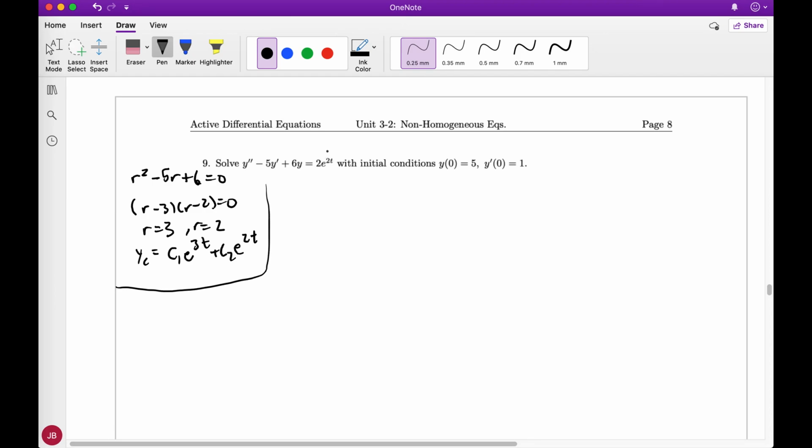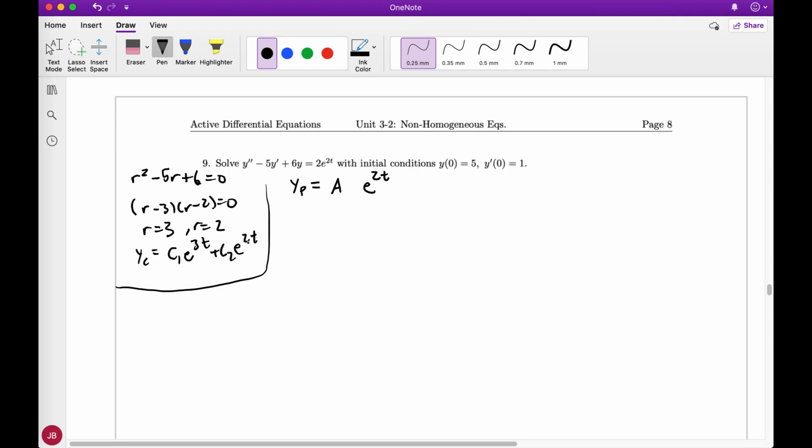Now we need to find a particular solution that'll solve the right-hand side, right? So our guess normally would be a e to the 2t. Now you'll notice that I left a little bit of room here, and maybe you can see why. Notice that a times e to the 2t is technically already represented in our complementary solution, right? But this is the right form. It's just that we already got one.